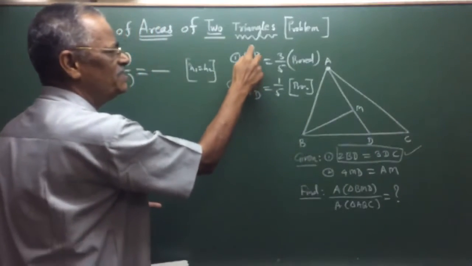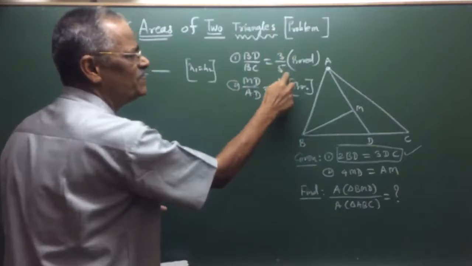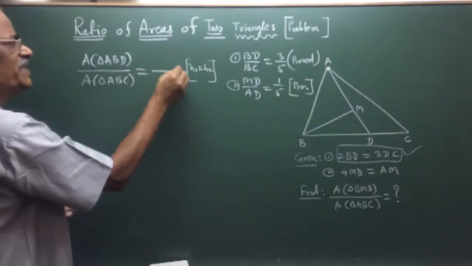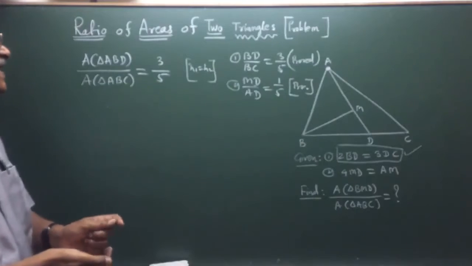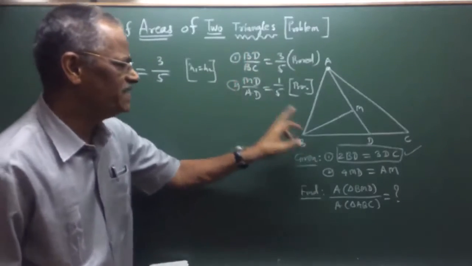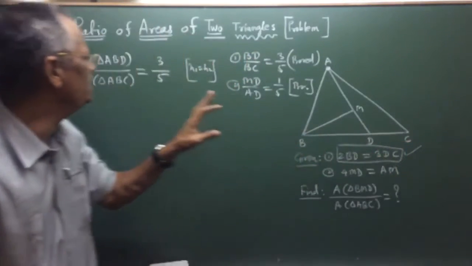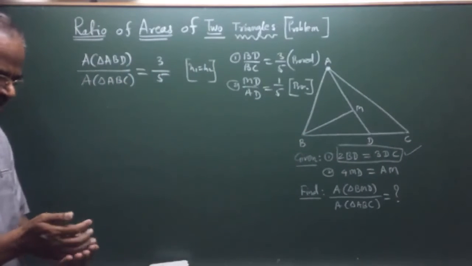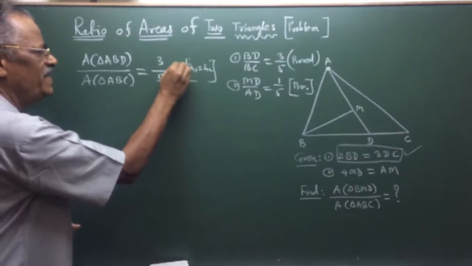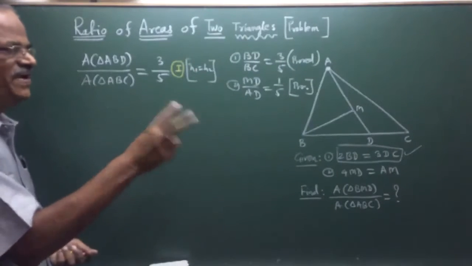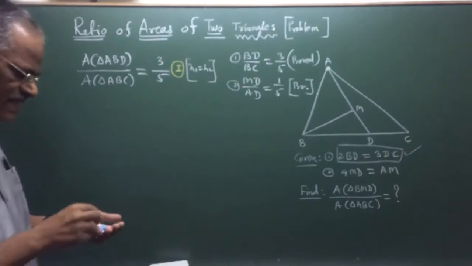But we know the value of BD upon BC. It is 3 upon 5. We can substitute here. So we are finding BD upon BC, and it is nothing but 3 upon 5. So that is an important relation. You are getting a very, very important relation between the areas of two triangles.